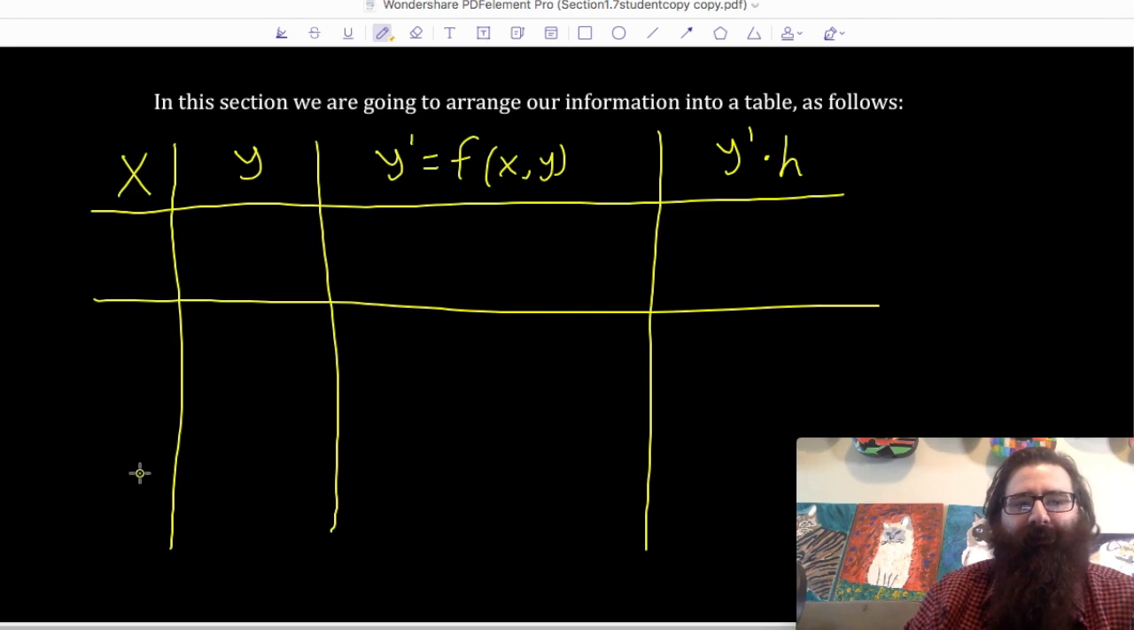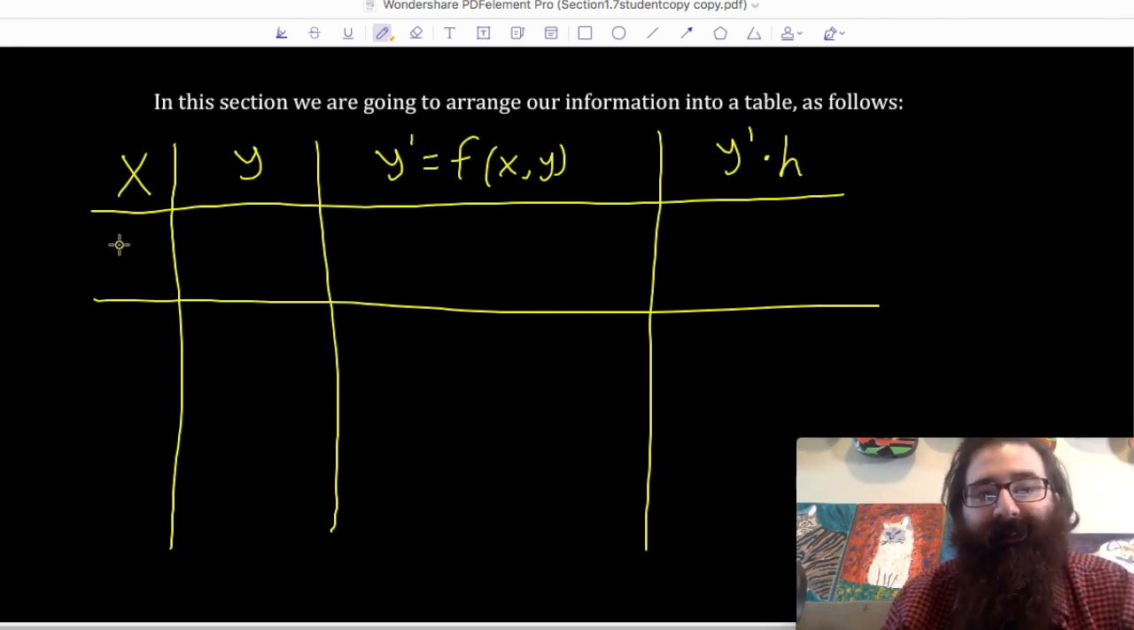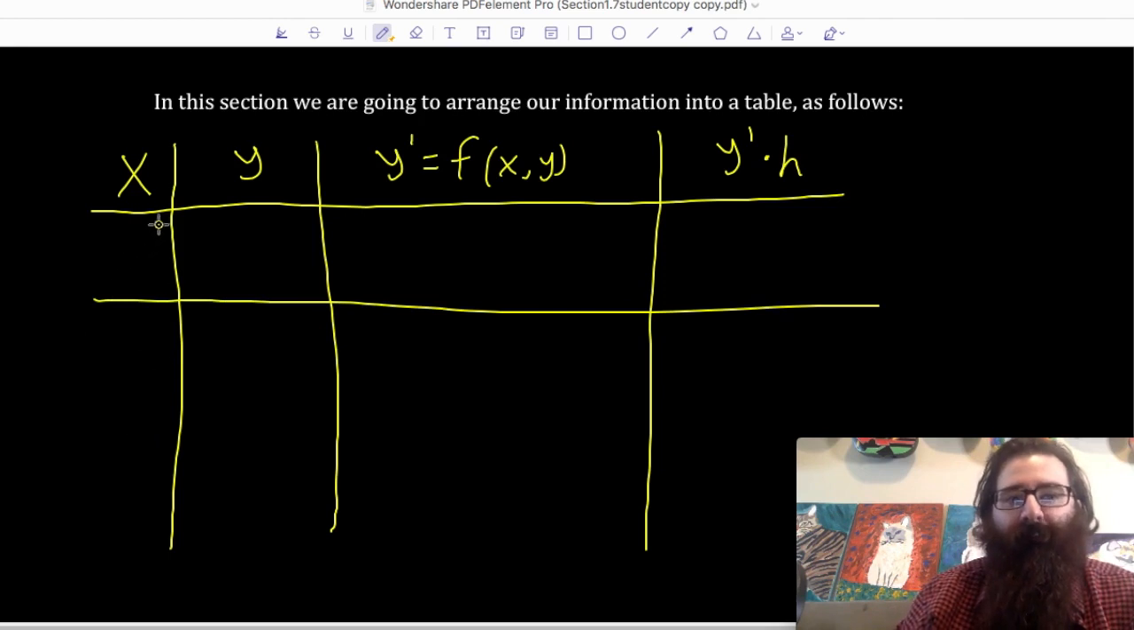In fact, we can actually fill out all of the x column first, and I like to do that because it gives me an idea as to how much work is involved. And then we should have that first y value. We go ahead and we work through, we get this y prime times h entry. We're then going to have to add it to this y value from the same row to get us that next y value.